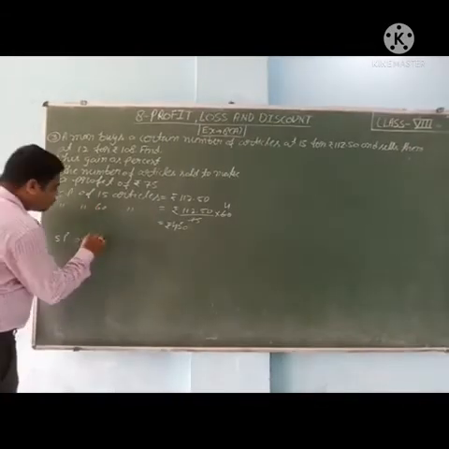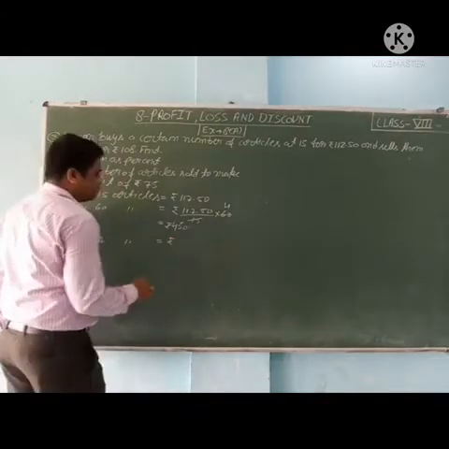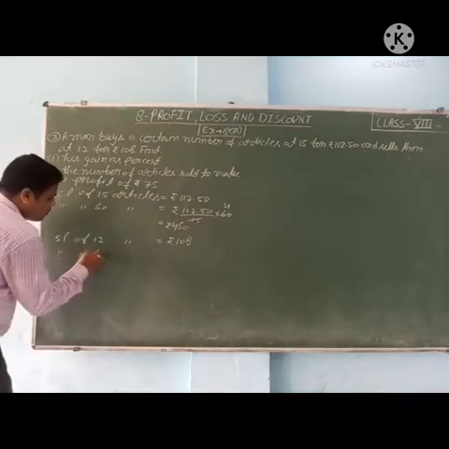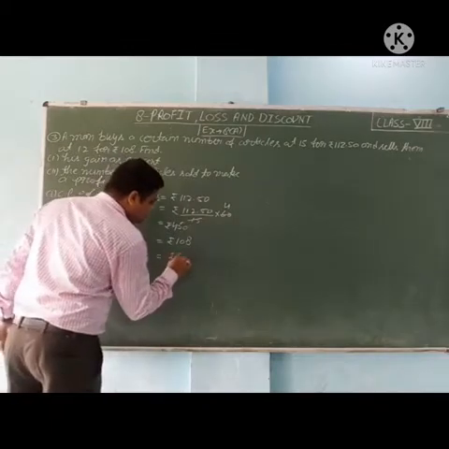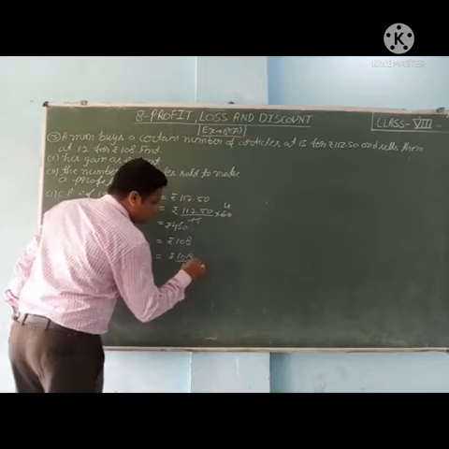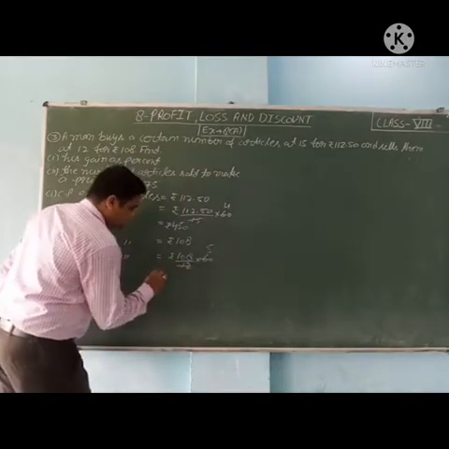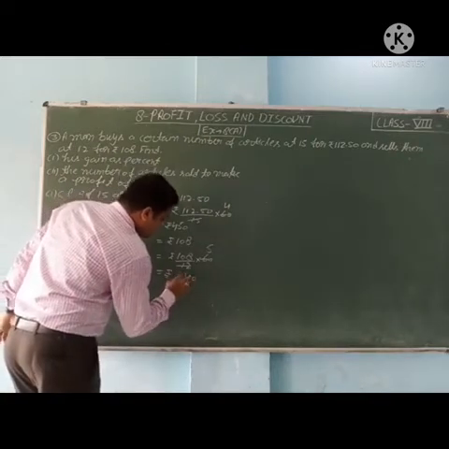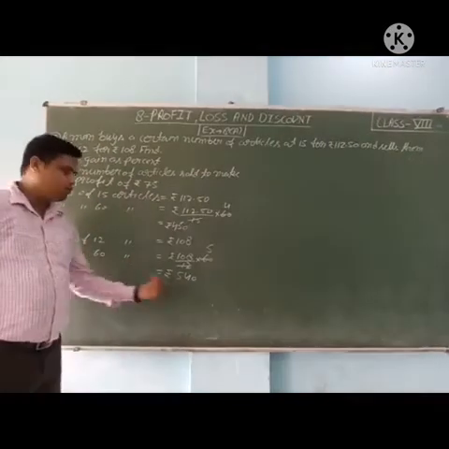SP of 12 articles is equal to rupees 108. So SP of 60 articles is equal to rupees 108 upon 12 multiplied by 60. So 12 5s are 60, is equal to rupees 540. So 540 is the SP of 60 articles.